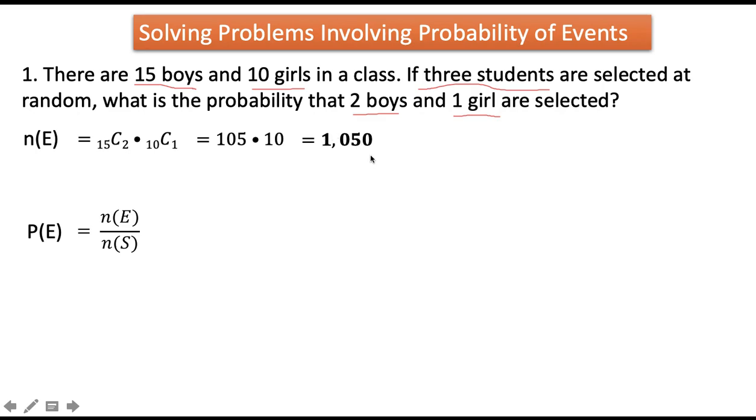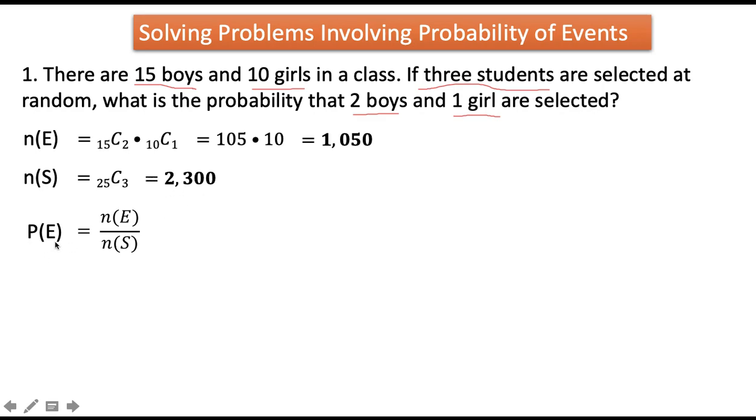So there are 1050. But since we want to get the probability, let us take the cardinality of the sample space. So the cardinality of the sample space is 25 combination 3. Why? Because we have 15 plus 10, we have 25 students in all, and we only want to form a group of 3. So, disregarding the conditions, it can be 3 boys, it can be 3 girls, it can be 1 boy and 2 girls, so it doesn't matter as long as we want to form a group of 3 for the cardinality of our sample space. So 25 combination 3, that is 2,300.